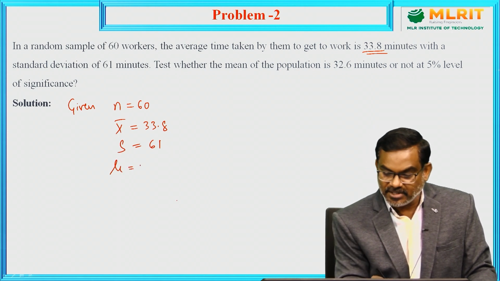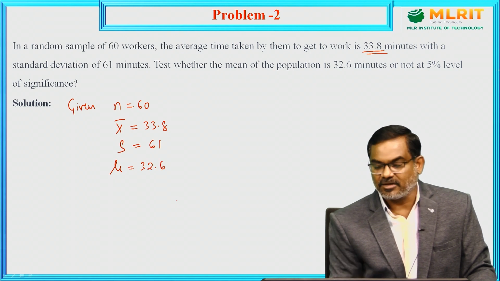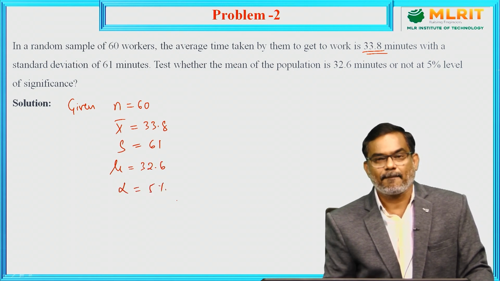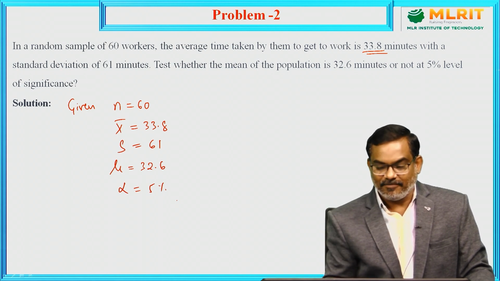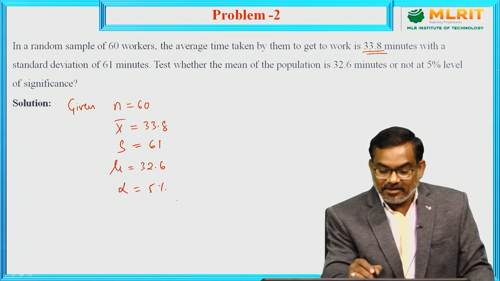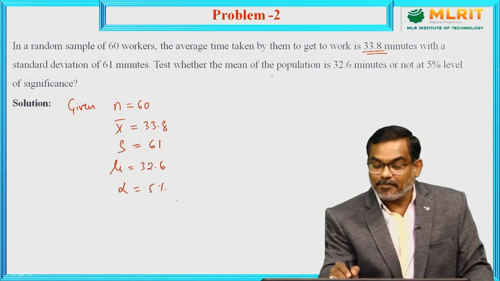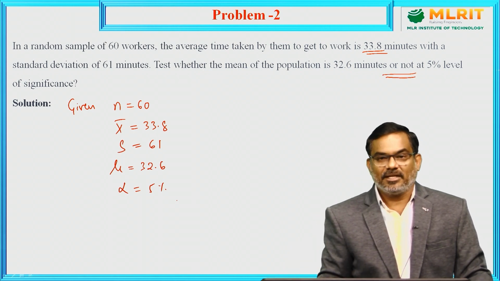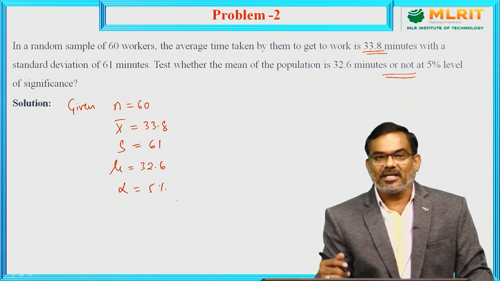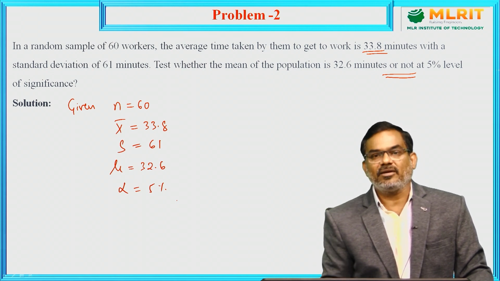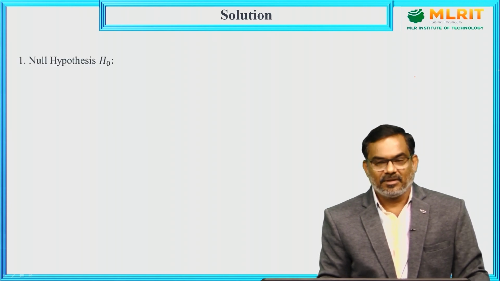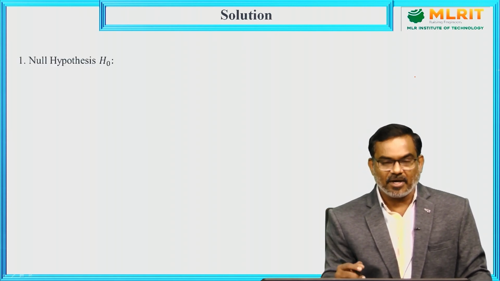So, is mu 32.6 or not at alpha equal to 5% level of significance? This is the data given. And here it is clearly mentioned: test whether the mean of the population is 32 minutes or not. That means we can consider the alternative hypothesis in not equal to form. Now, coming to the solution, the procedure of test of hypothesis follows.